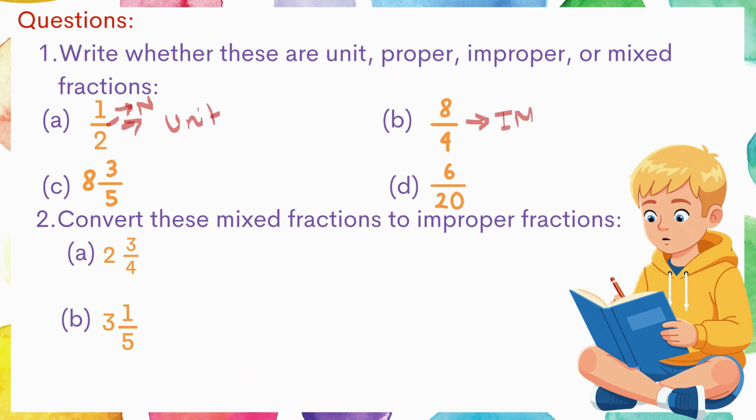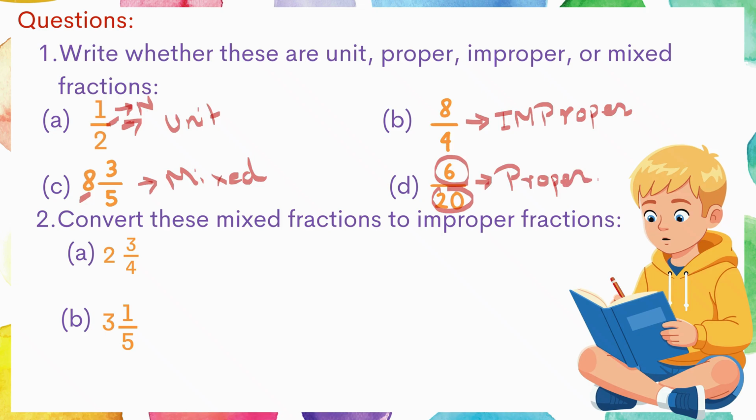Which is that? Improper fraction. Okay. And now 8 3 by 5. You remember? You had 8 breads and you want 3/5 of the next bread. So it becomes a mixed fraction. Good job. Now this one, 6 by 20. It is proper, right? The smaller number is on the top and the bigger number in the bottom. So it becomes a proper fraction.